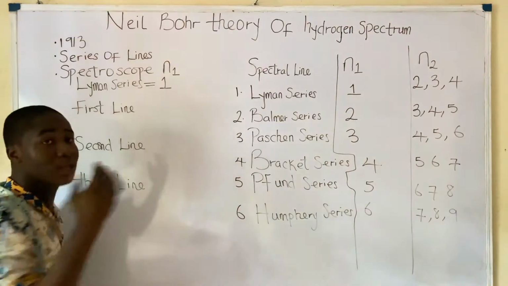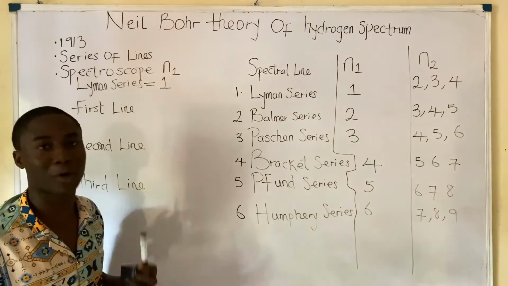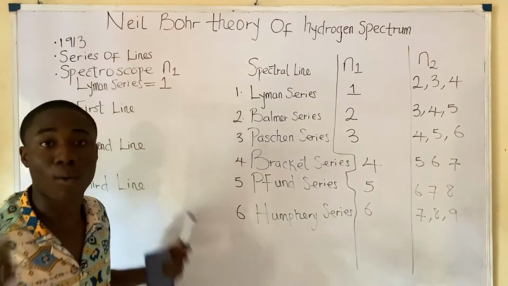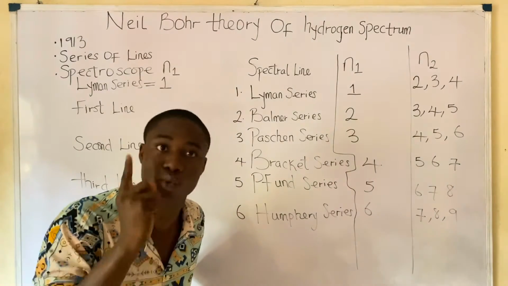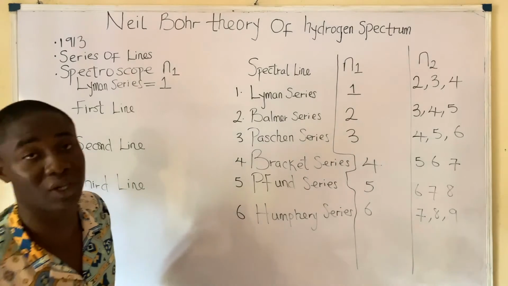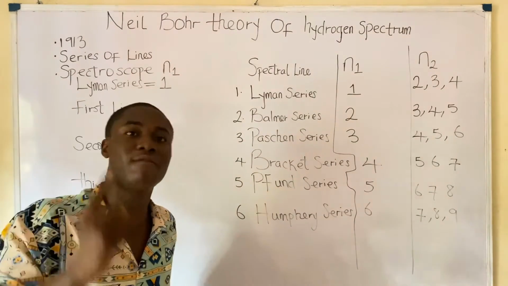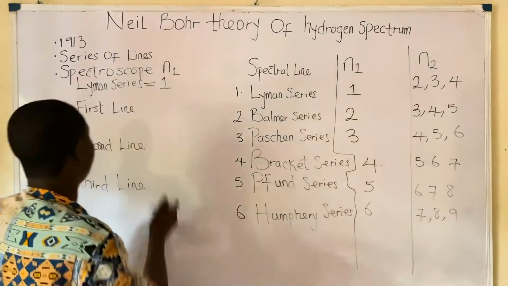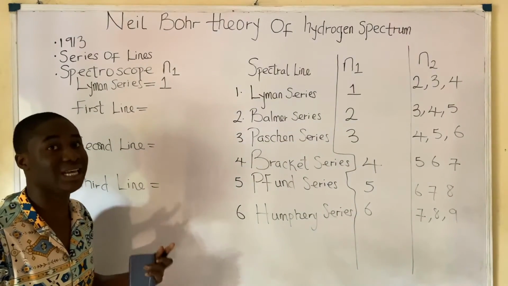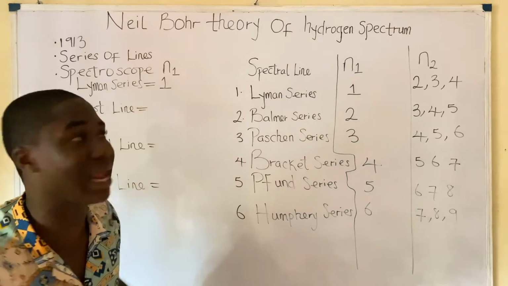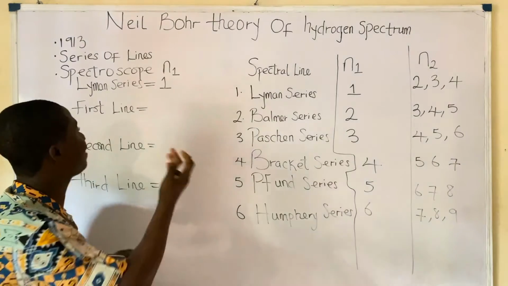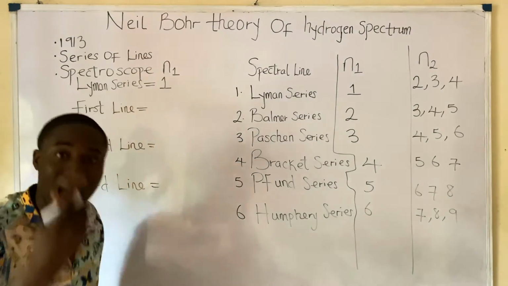So we can start solving practice questions easily. For instance, what becomes our N1? You have to bring out your parameter before you apply the formula. So this is N1, and the N1 value is 1 for the Lyman series. The question was specific: calculate the wavelength of the first line. Very easy. How do I get the first line? If they said calculate the wavelength of the second line in the Lyman series, how do I get the second line? And if they said the third line, how do I get the third line?